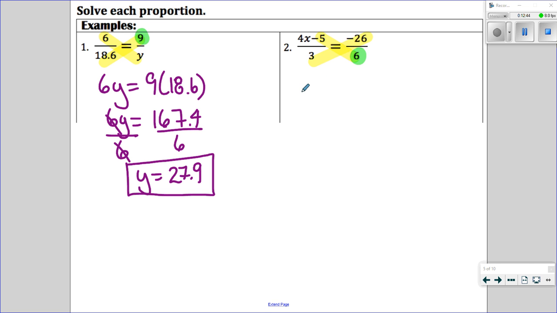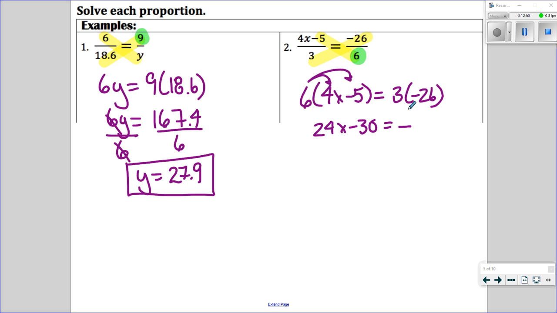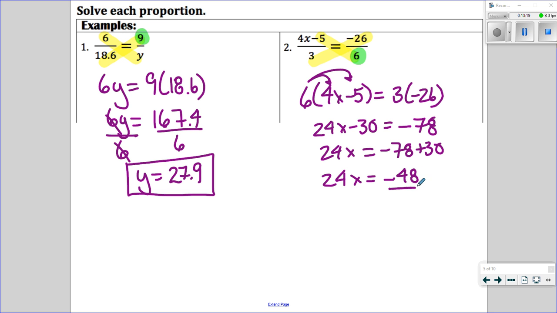Okay, same thing with this one. When you have an expression, put it in parentheses because you know you're going to be distributing. So that gives you 24x minus 30, and then that will give us negative 78 and 24x, and you add in 30 to both sides. And then you'll get negative 48. Divide that by 24, and you should get negative 2 as your x.